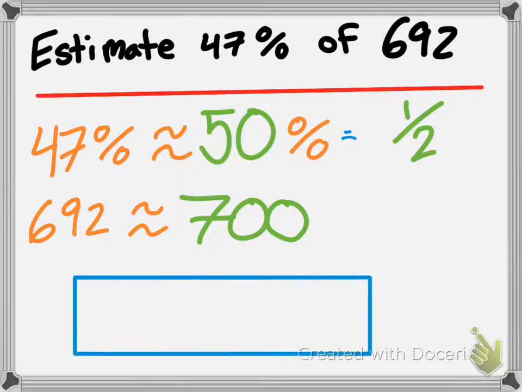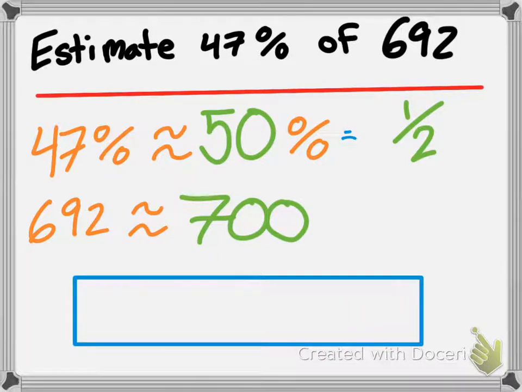Let's use the bar diagram method. Here's my bar diagram. And over here is 0, and over here is 700. I have to split it into 2 parts. And I'm going to take one of them because there are 2 wholes, but I only care about 1 part. What's half of 700, you guys? Yes, by doing our long division, we would get 350. So 47% of 692 is approximately 350.